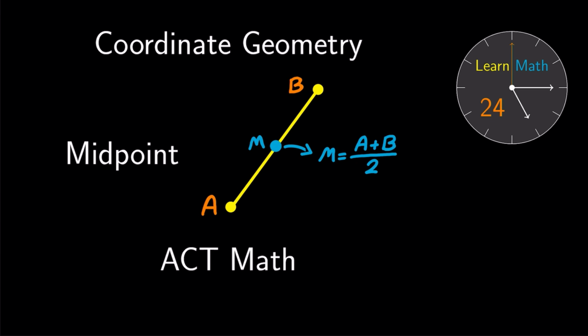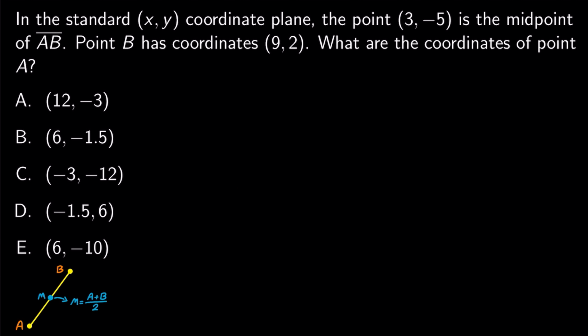Okay, let's begin. In the standard xy coordinate plane, the point (3, -5) is the midpoint of the line AB. Point B has coordinates (9, 2). What are the coordinates of point A?